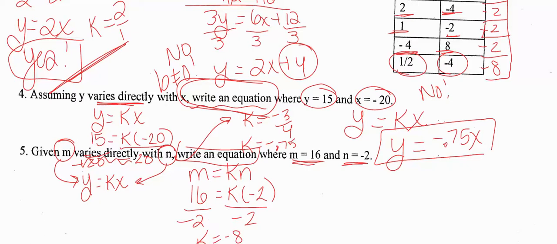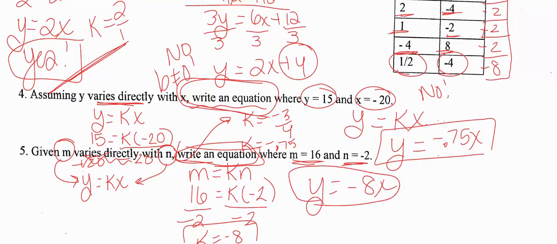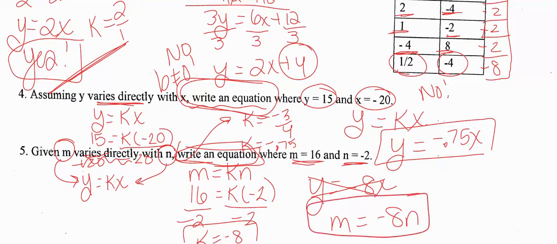If I circle this and I move on, I'm going to lose points because I have to write the equation. So I'd have to say y equals negative 8x. And if I write it like this, I'm going to lose half a point because I need to use the correct letters. M equals negative 8n.